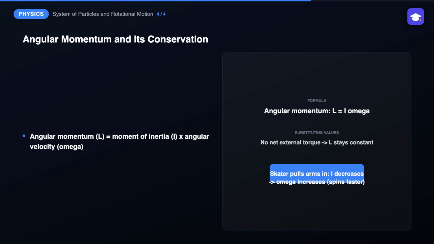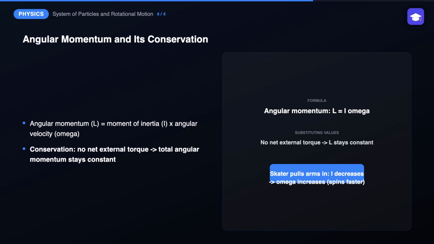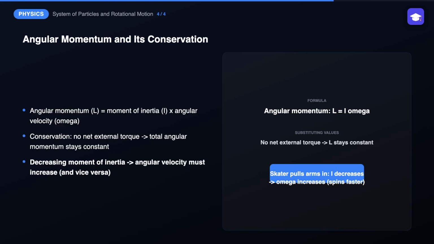Since angular momentum equals moment of inertia multiplied by angular velocity, if a rotating system's moment of inertia changes, its angular velocity must correspondingly change in the exact opposite direction, to keep their product, the total angular momentum, genuinely constant throughout. Decreasing moment of inertia must be exactly compensated for by increasing angular velocity, and vice versa.